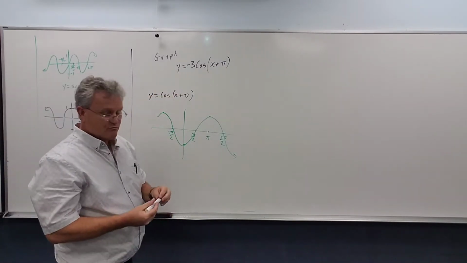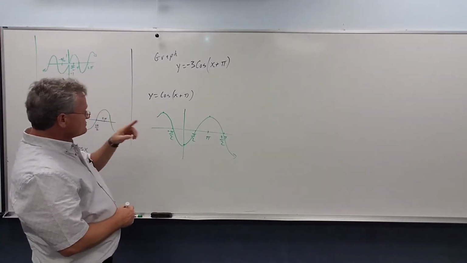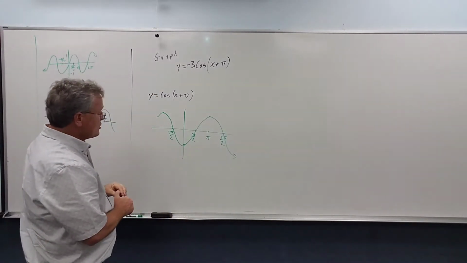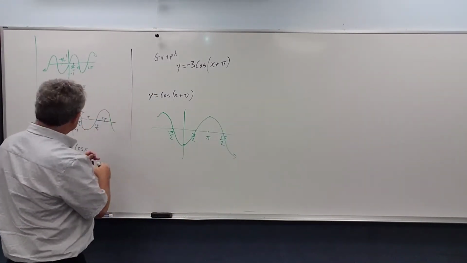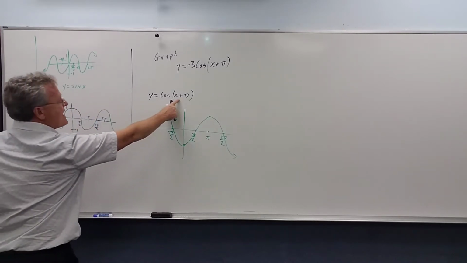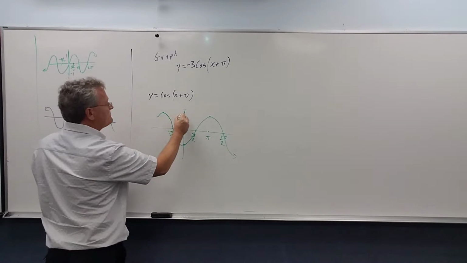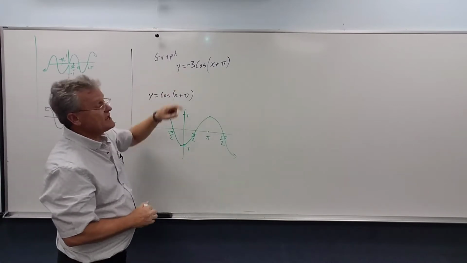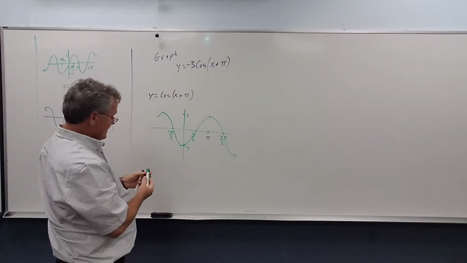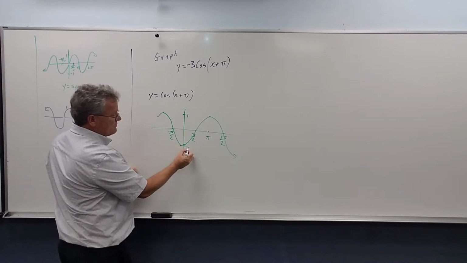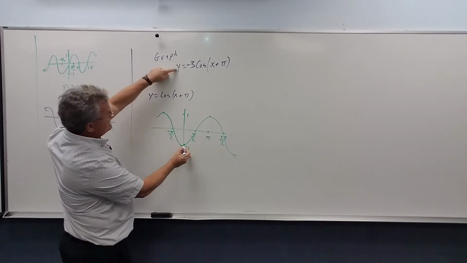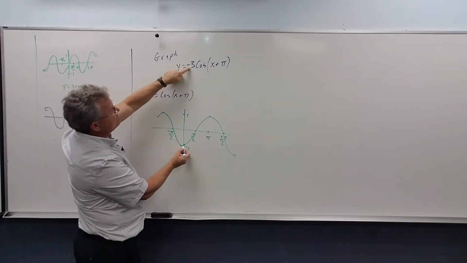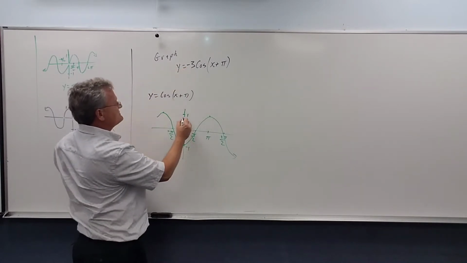Now we've got a -3 in front. So all we're doing now is we're taking each one of these values and we're multiplying it by -3. Keep in mind, back here, all I did was move this graph to the left by pi. So this is still 1, and this height here is 1. So those are 1. Now we just take each number and multiply it by -3. Right here, our y value is -1. When I multiply that by -3, -3 times -1 is +3.